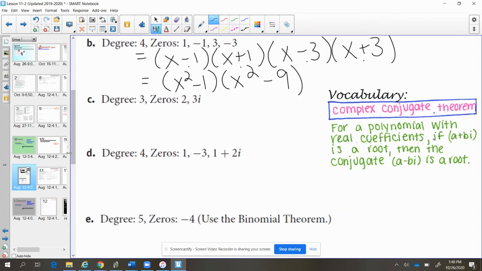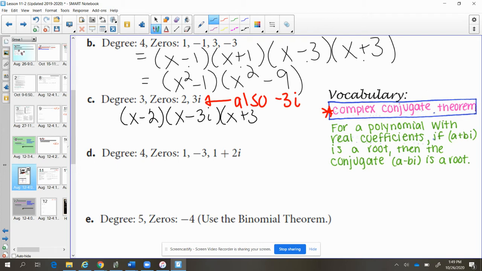Now, we have to be careful with an example like part C because officially this is degree 3, but they're only giving us 2 zeros. And that's where we need to be careful with our complex zeros because we know they always come in pairs because of the complex conjugate theorem, right? So also negative 3i is a zero of this function. So that's where the degree 3 comes from, is remembering that we are going to also have plus 3i as an option.